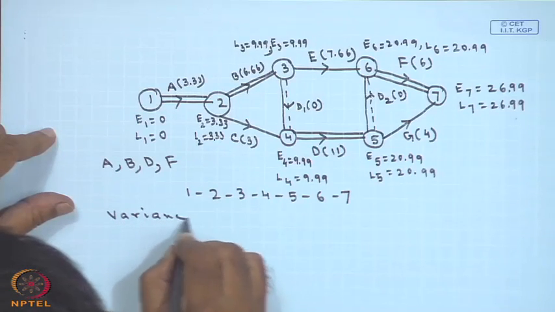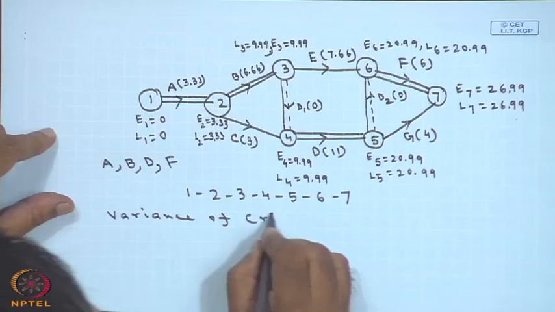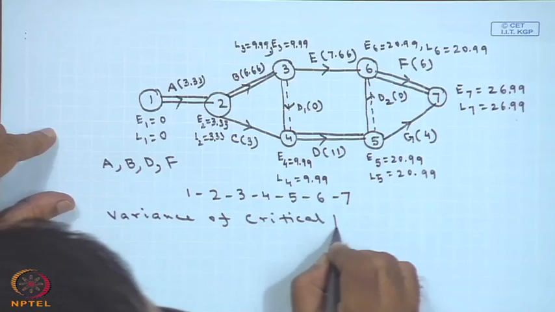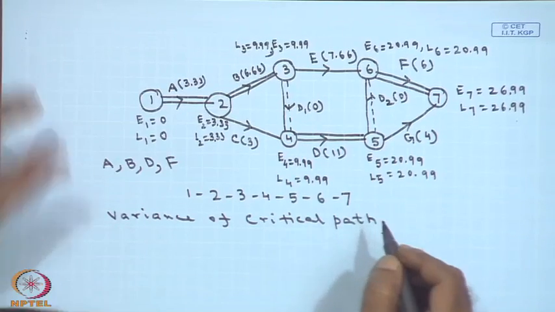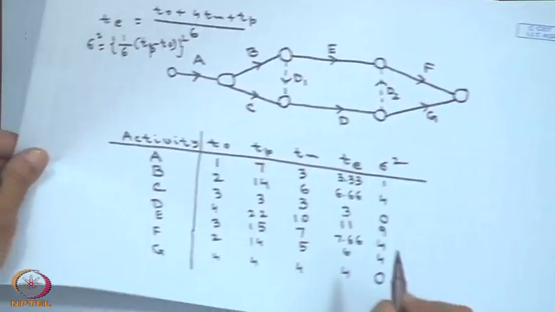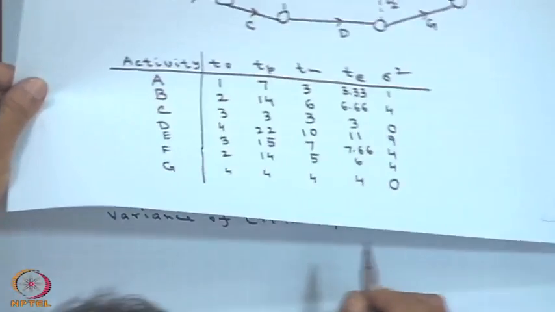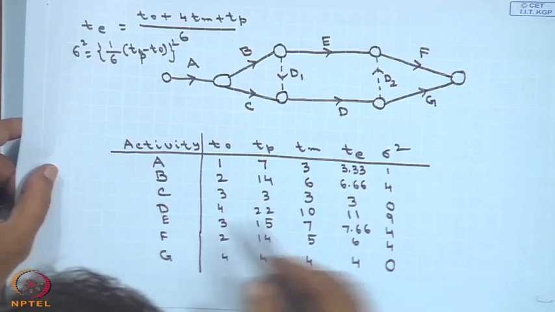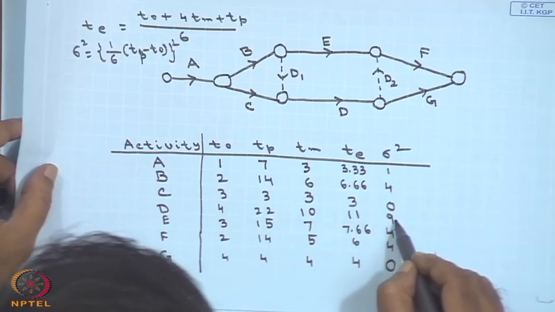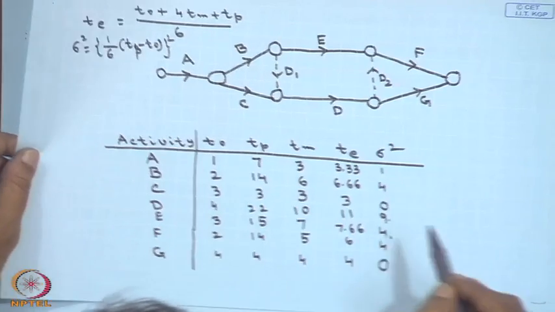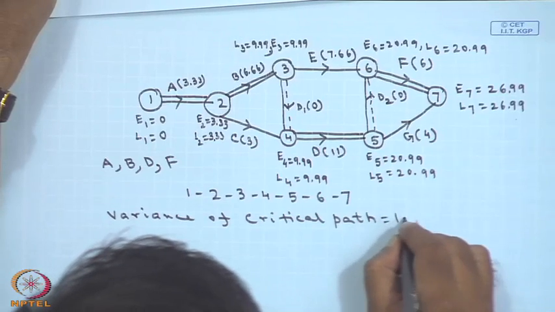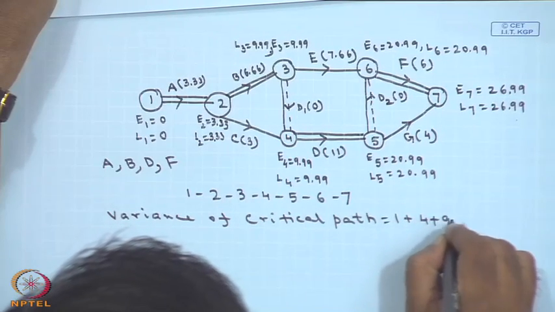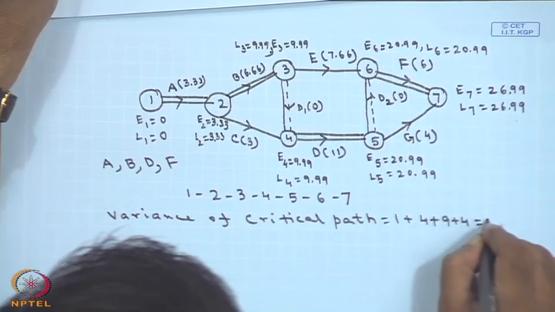The variance of the critical path, if I have to see it from this table, what are the critical activities? The critical activities were A, B, D and F. So, therefore, 1 plus 4 plus 9 plus 4, this should be the variance, that is 18.